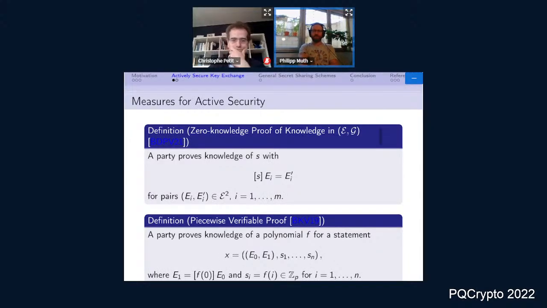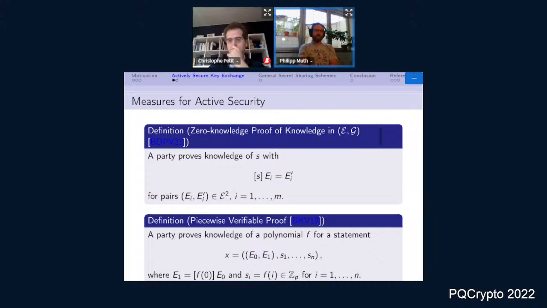First, we have a zero-knowledge proof of knowledge in the context of a hard homogeneous space. For that, we take a secret S and a list of tuples E_i and E_i prime in the set E. Each E_i prime results from applying S to E_i. A prover thus proves knowledge of S beyond reasonable doubt without revealing S. The protocol for this is non-interactive.